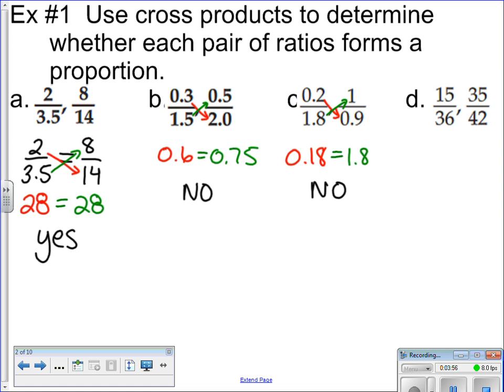And finally, 15 times 42 is 630. 36 times 35 is 1,260. Do these two numbers equal? No. So you would answer no, these do not make a proportion. So to recap, if the two numbers are equal, it is a proportion. If the two numbers do not equal, then it's not a proportion. All right, next slide.